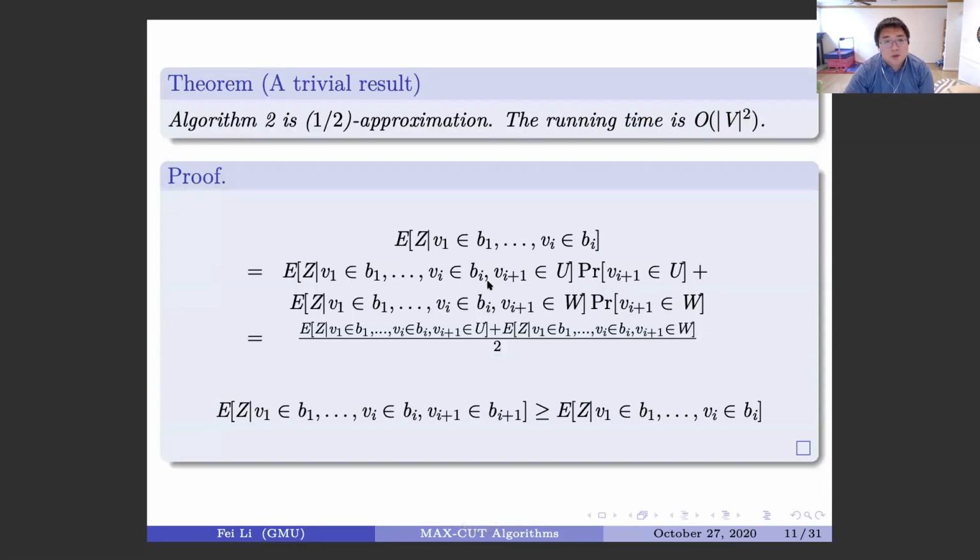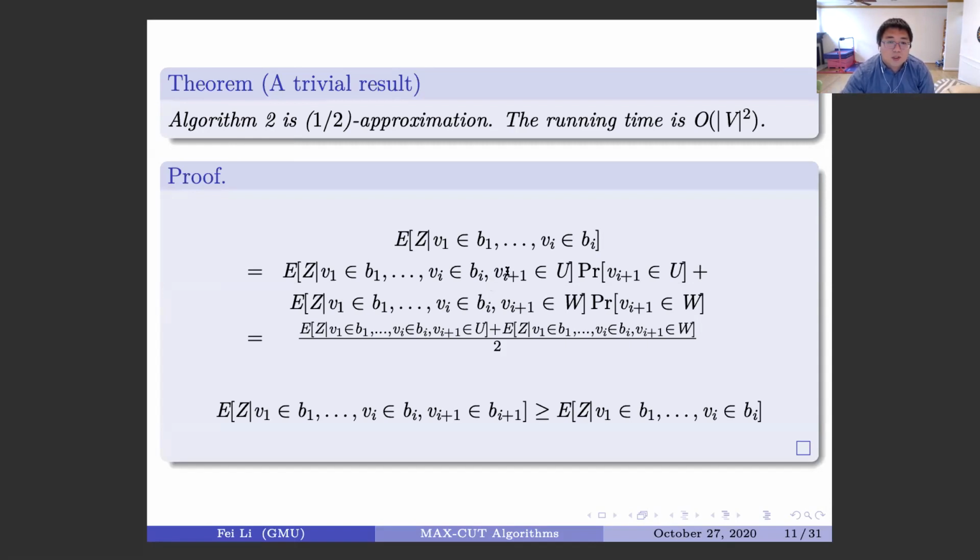So here's the trivial result. It's more like an assignment problem. Our algorithm 2 has the same performance as algorithm 1. And the total running time is order of V squared, the number of vertices squared, since we need to look at the conditional probabilities, and for each conditional probability, we need to look at all its incident edges, and therefore it takes more time than the randomized algorithm one.